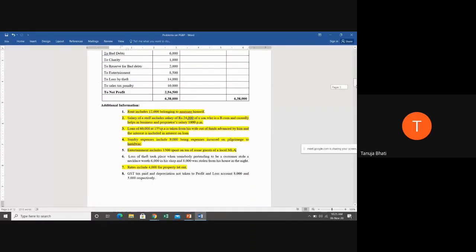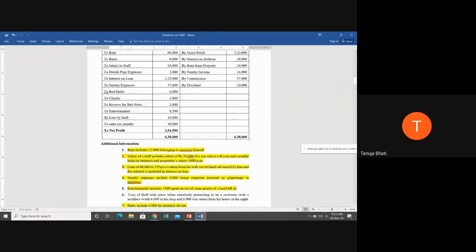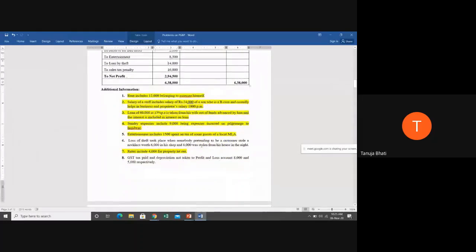Okay, next. Loss by theft, so it is 14,000. There was some robbery, which is 14,000. Now, let us see whether any information about it is given. If no information is given, we assume that the robbery has taken place in the business premises. So let us first see if any additional information is given or not.